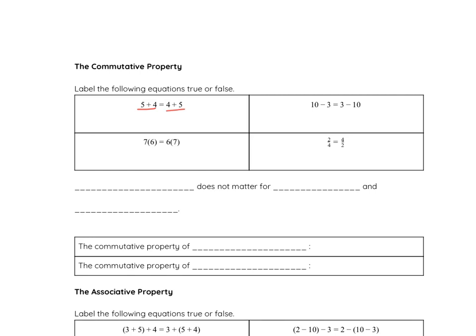They're both addition, on each side of the equation. They're the same numbers, but the order is different. 5 plus 4 is 9. 4 plus 5 is also 9. So this is a true statement.